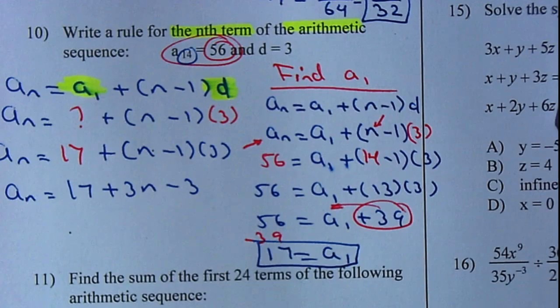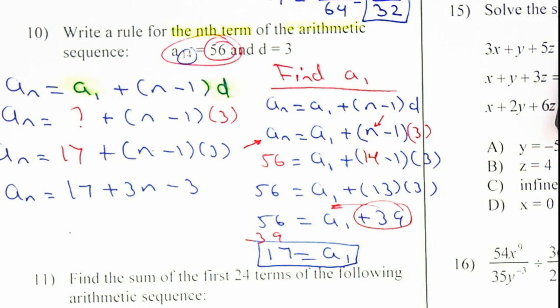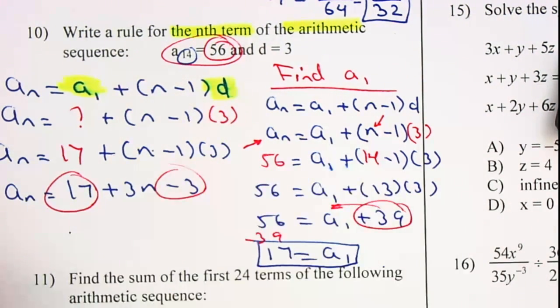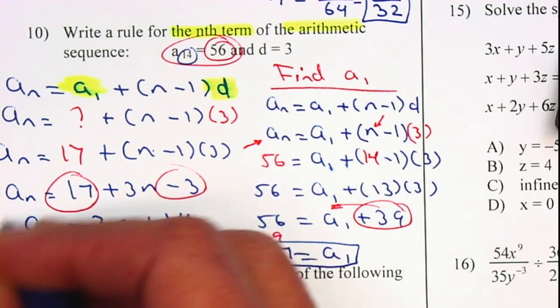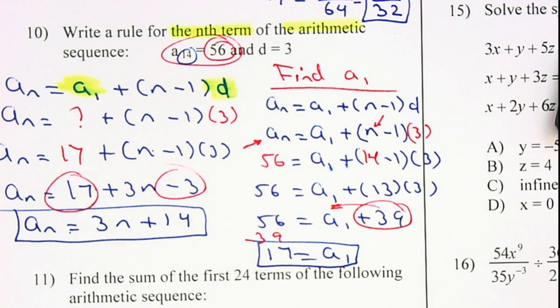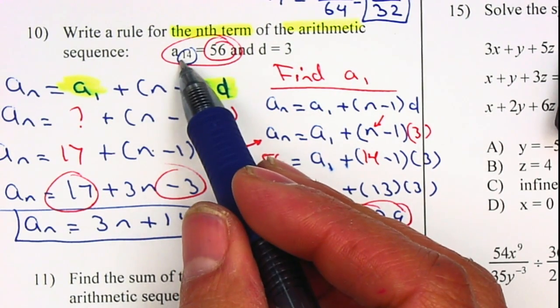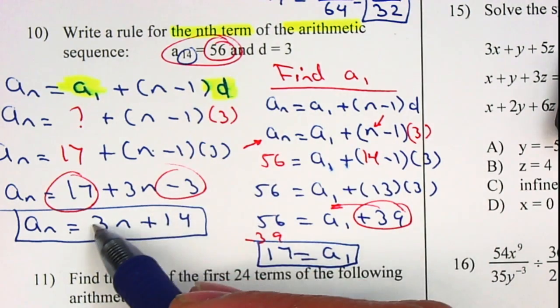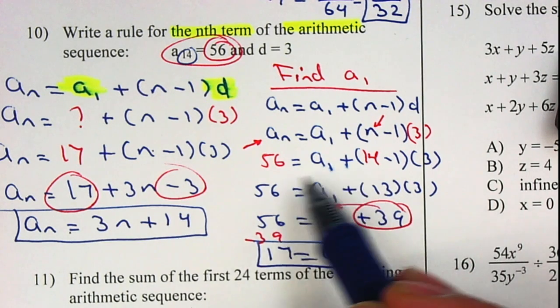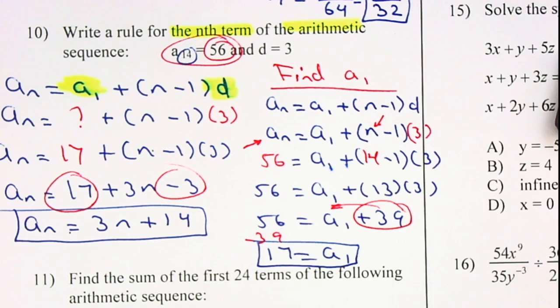Now I can combine my like terms. So a sub n is equal to 3n plus 14. And that'll be my n term. That's my equation that I can use to find all of the terms in my sequence. So if I want to find the 14th term, plug in a 14, it should give you 56. If I want to find my 100th term, plug in 100 and simplify, and it'll give you the 100th term.